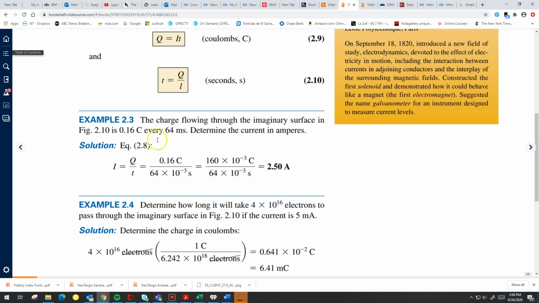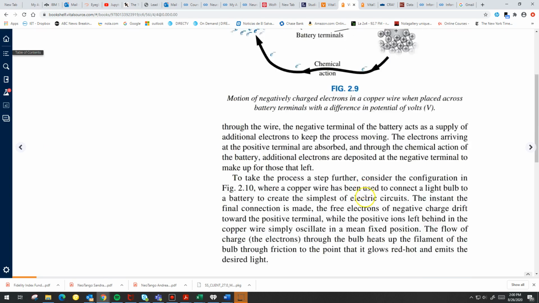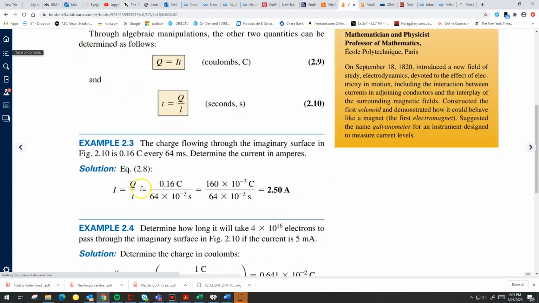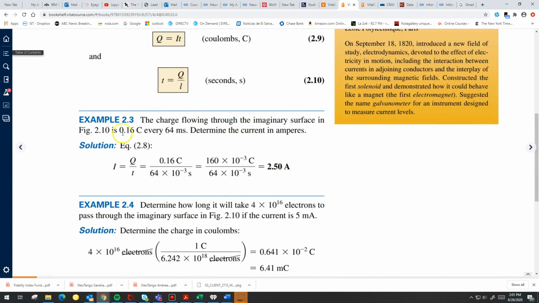All right. So, for example, it says here that the charge flowing through the imaginary surface in figure 2.10, and figure 2.10 is this one here. It's like you being the observer, looking at that portion of the plane, and you're seeing how many electrons are going through during a certain amount of time, right? That's what this example is saying. The charge flowing through that imaginary surface is 0.16 coulombs, and so you see 0.16 coulombs every 64 milliseconds. We want to know how much current is flowing. Okay?